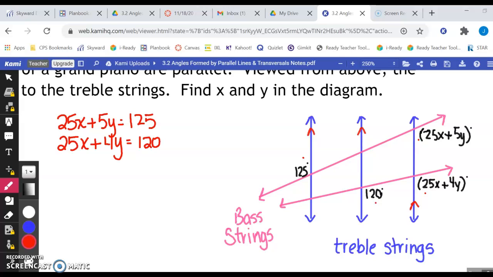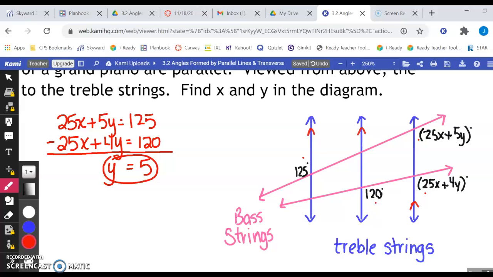So if you remember back to Algebra 1 when we did systems, this now formed a system, and we can subtract. We can use that elimination form of solving systems. 25x minus 25x would be 0, so those would be gone. And then 5y minus 4y would give us 1y. And 125 minus 120 would leave us with 5. So we just found y. That was one of our answers. It said find x and y, so we found y.